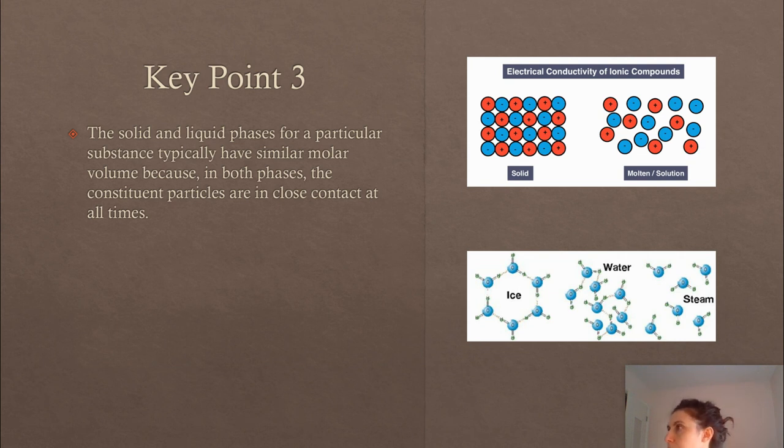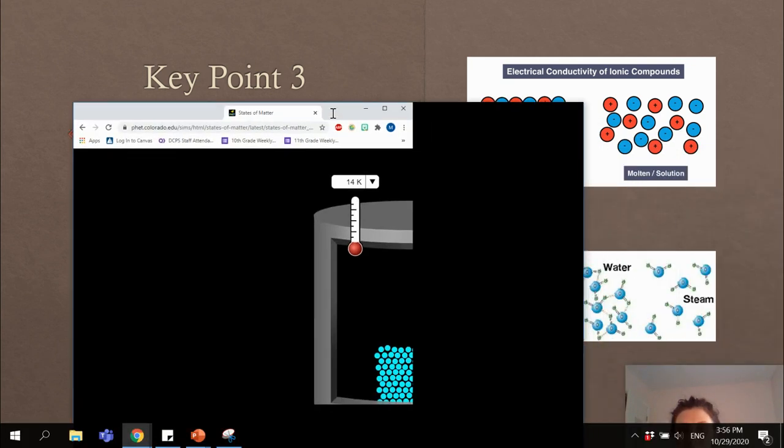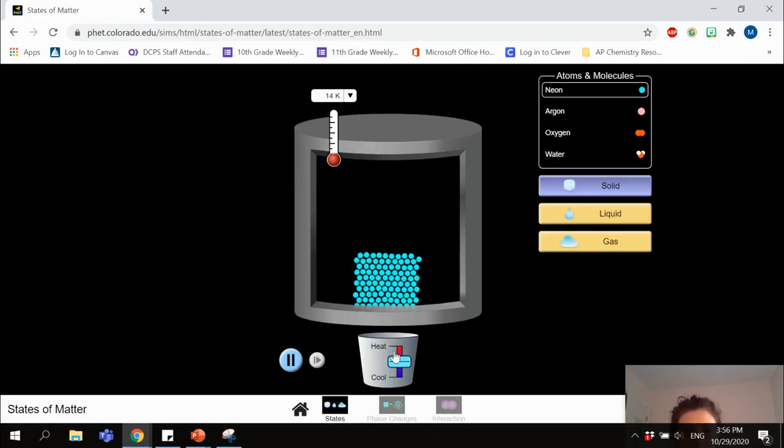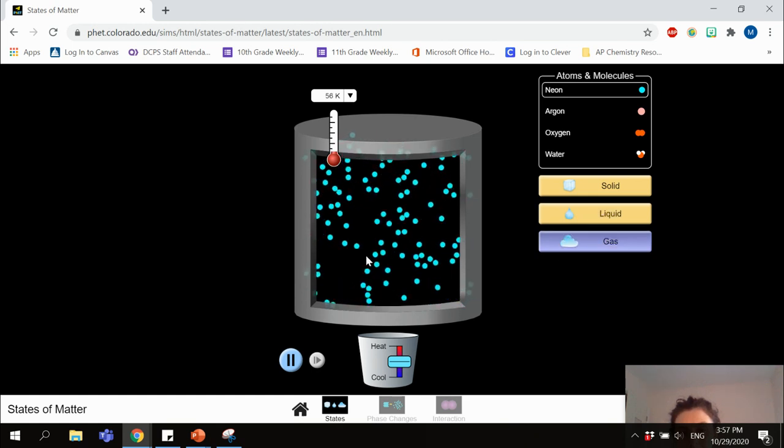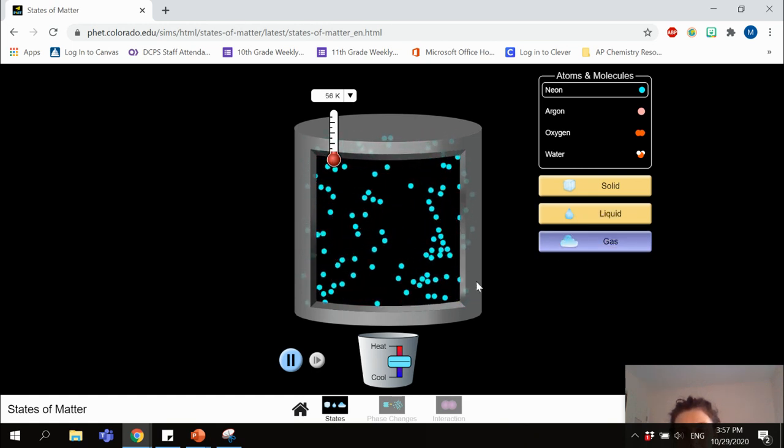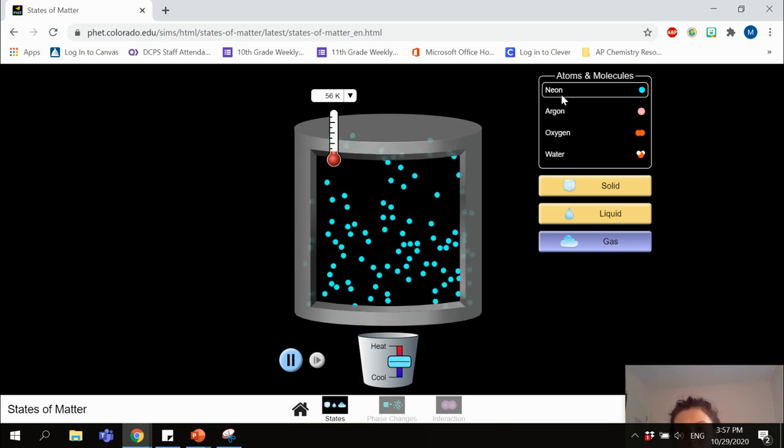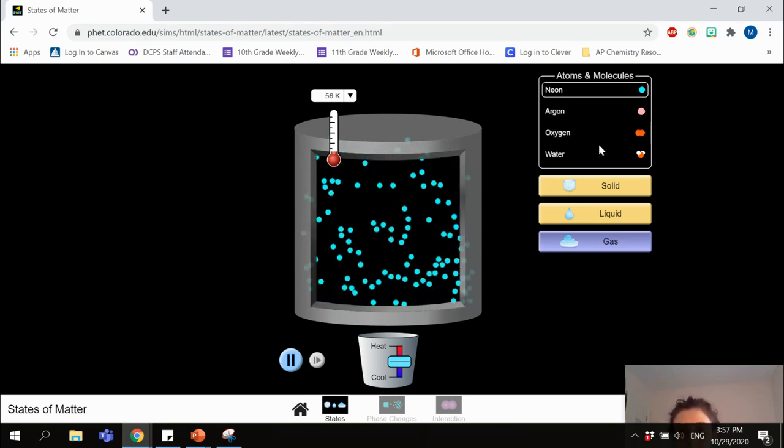And so I just want to show this. Here is a model of neon in the solid form. When I change it to a liquid form, the particles are still pretty close together, but now they're free to all sink to the bottom. But when I change it to a gas form, it really spreads out. The volume completely changes. And so neon is nonpolar.